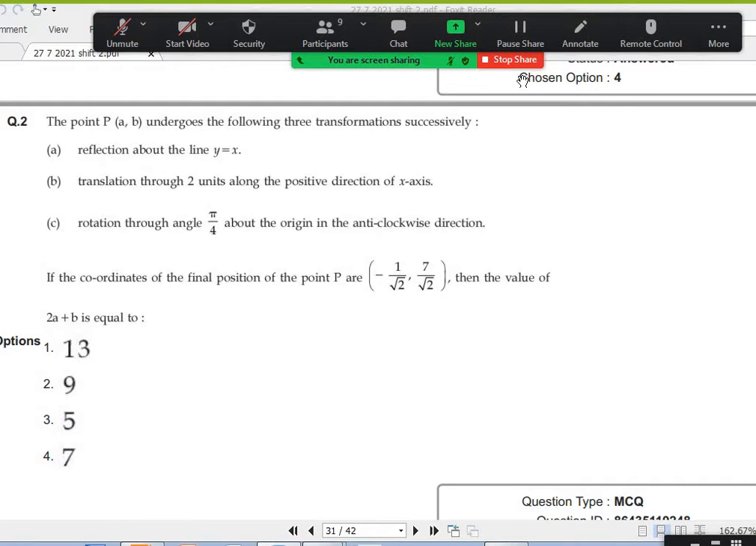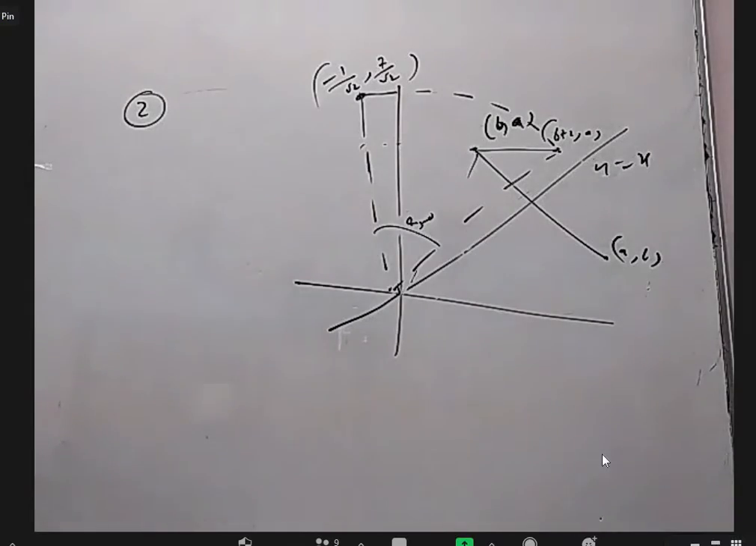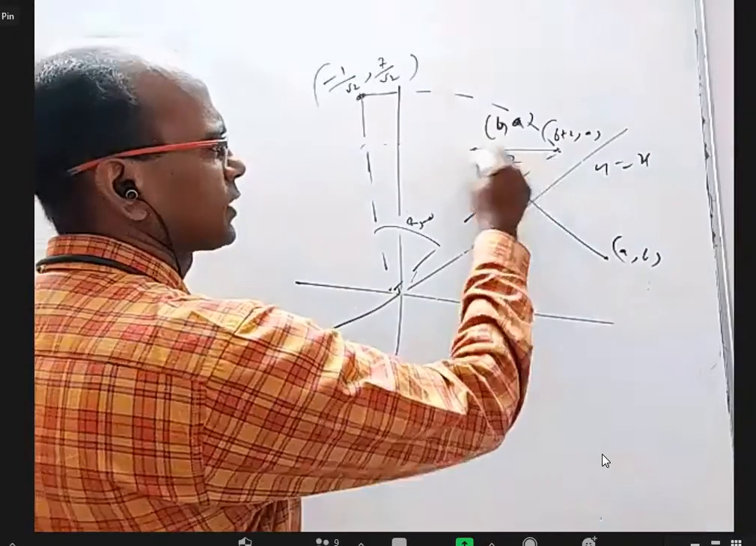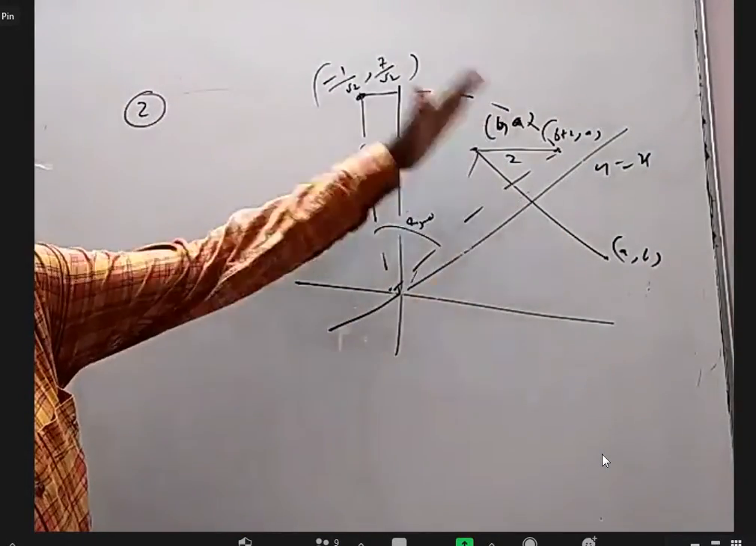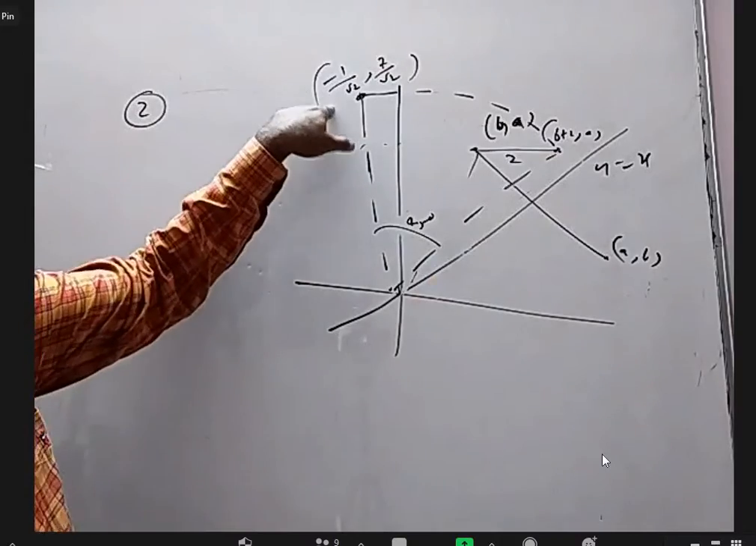Translate 2 units along the positive direction of the x-axis. Correct, so on the right side. If you go 2 units, the x coordinate will increase. Now take this and rotate by 45 degrees in the anti-clockwise direction, to reach the point which is minus 1 by 2.